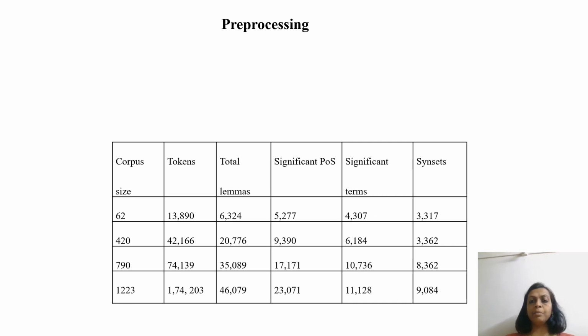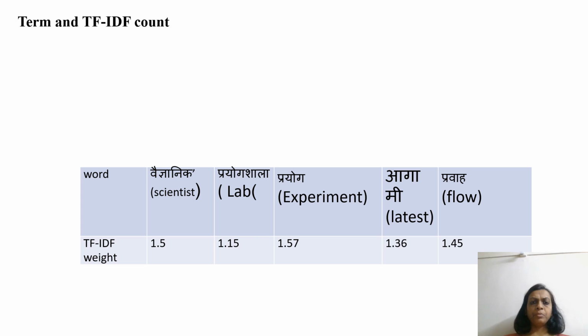So you can see a dimension reduction, and that is also one of the causes of getting the accurate results. Now let's see term and TF-IDF count. So here in the languages, in English and Hindi, both languages, we have mentioned our terms and their respective term frequency inverse document frequency count. You can see these terms indicate the important terms which are selected by the technique.